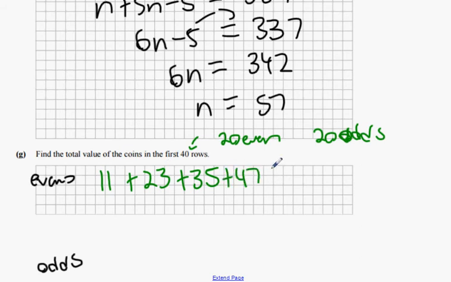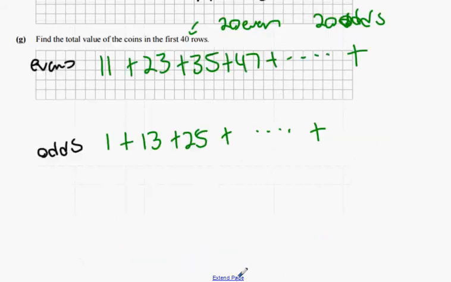47. Look, we're not going to do all 20 of them. That's not going to happen. But I can get the grand sum of all 20 even rows that are contained within the first 40. What about the odd ones? What did the odds start off with? 1, 13, after that, 25, plus dot dot dot, 37 after that.